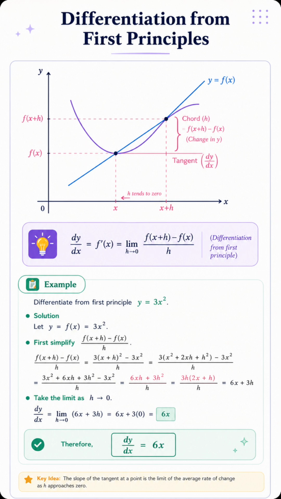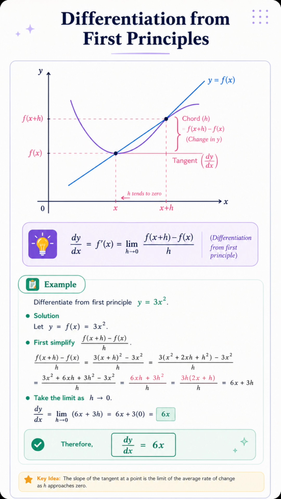So we can cancel the quadratic terms. 3x squared minus 3x squared is 0. So at the end we have 6x plus 3h. Now we can take the limit. When h tends to 0, we have 6x plus 3 times 0, which is 6x. So that's dy dx equal to 6x.